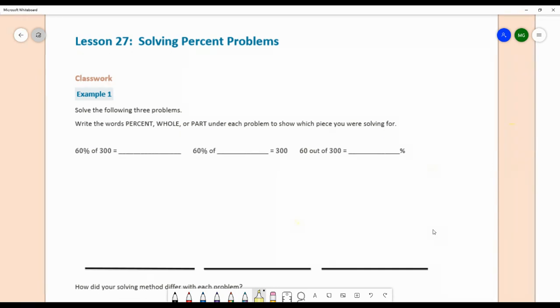It's actually very similar to what you did yesterday. But today we're going to take a look at when there's another number involved. Because yesterday we did like 40% of 60. Well, now we're coming up with what that is. So let's take a look.